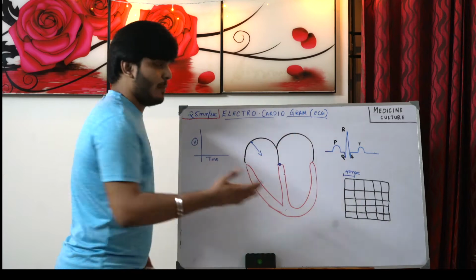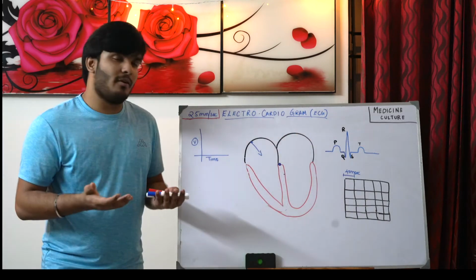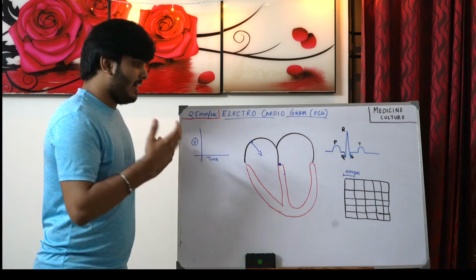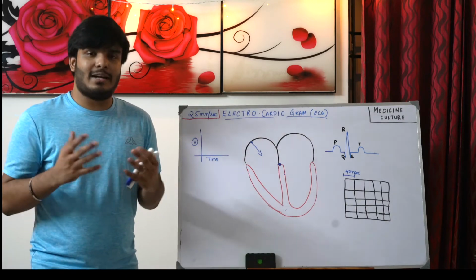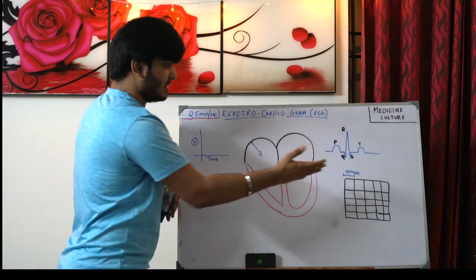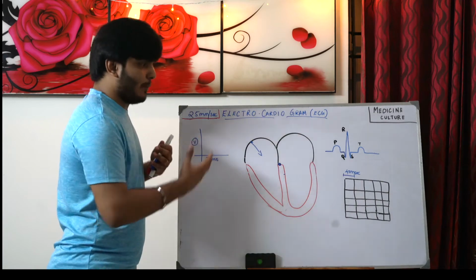So that's why we get a positive P wave. Positive P wave means that the SA node will be the pacemaker and it's a sinus rhythm. So that's why we get a positive deflection. So it's very easy when you apply things.